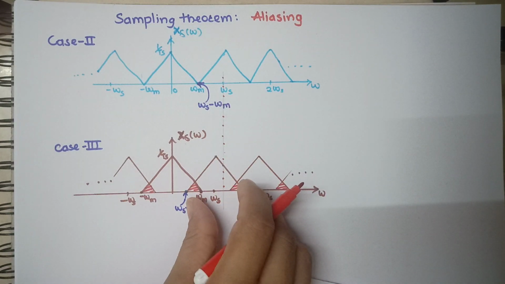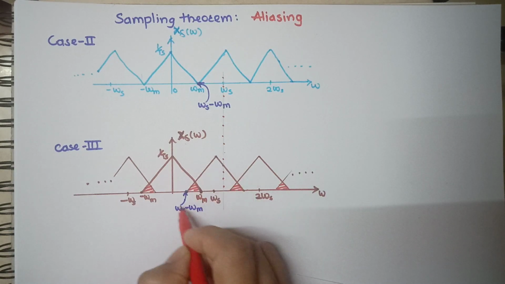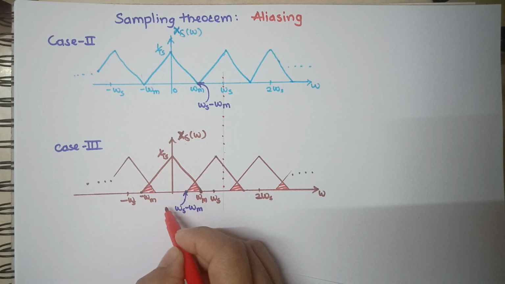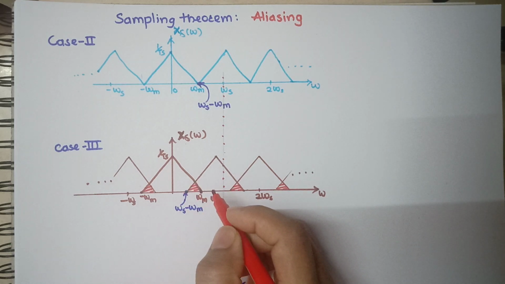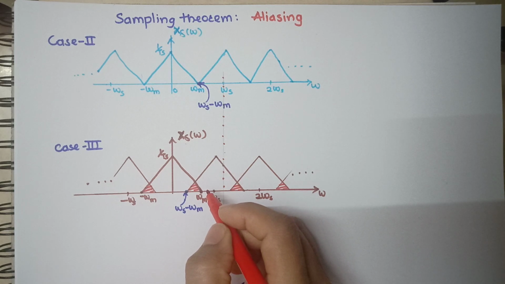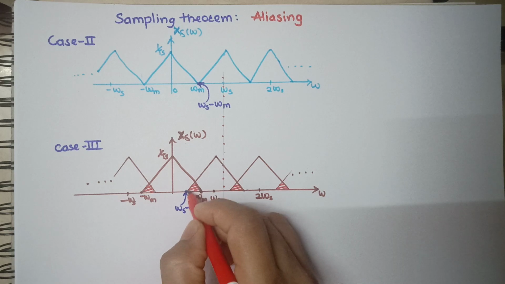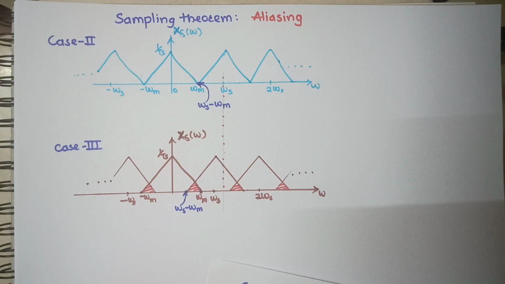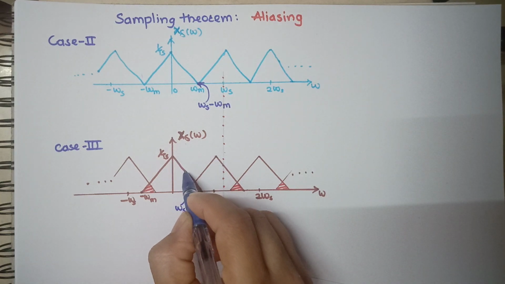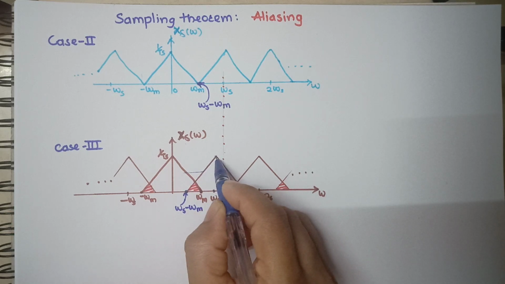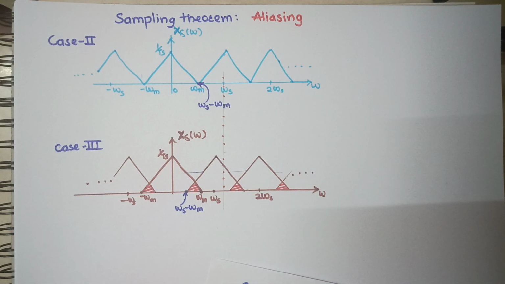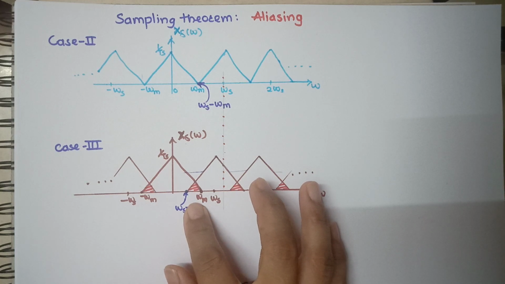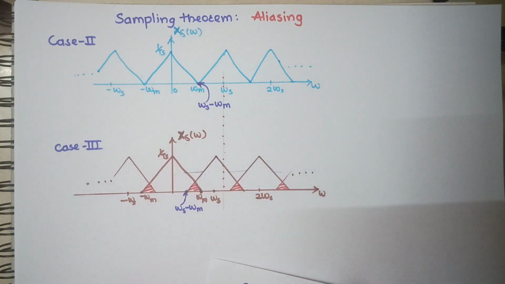So this image is now interfering with the original spectrum. Now this point omega s minus omega m is lower than omega m. Okay, so this red area is called the aliasing effect, or spectral folding. Because of this, the spectra get mixed, and the original shape of the spectrum of the sampled signal got destroyed in this case. So using a low pass filter, you cannot get the original shape back.